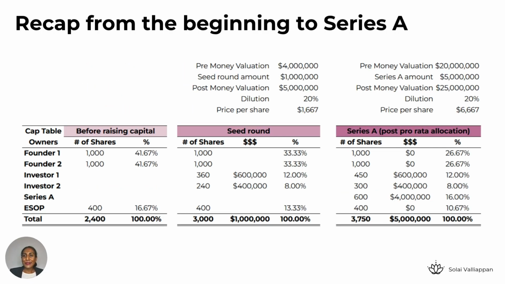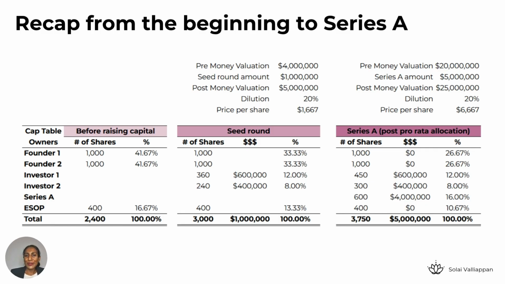So let's recap from the beginning. Before raising, we have the founders who have set up their employee share option pool. Then they're raising a seed round, and the seed round of $1 million at a $4 million pre-money, they've got two new investors coming in, so they've got 12 and 8% at the seed round.